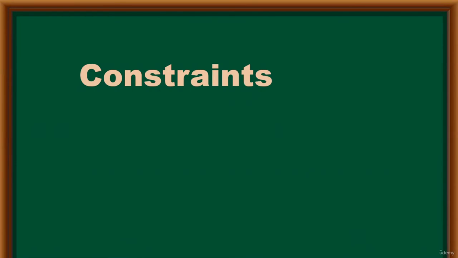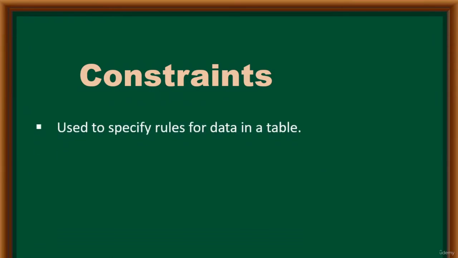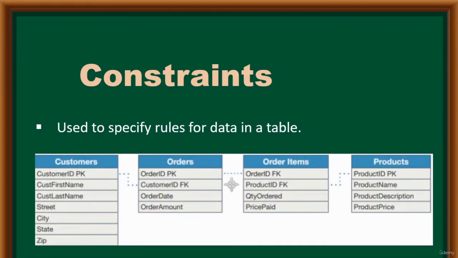The next concept I want to introduce you to is constraints. Constraints basically are used to specify the rules you want your data to follow in a table. And when you are setting up constraints, you can actually implement them at the point of creating the table. So when you're creating a table, you can also implement different types of constraint.